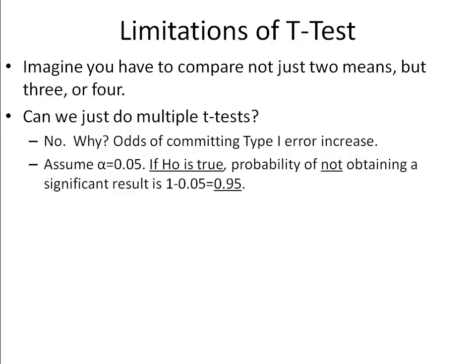Remember, type 1 error is rejecting the null hypothesis when it's actually true. And we denoted the threshold value for the probability of making a type 1 error as alpha, which in general is 0.05. So if the null hypothesis is true, the probability of not obtaining a significant result is 0.95, or 1 minus 0.05.